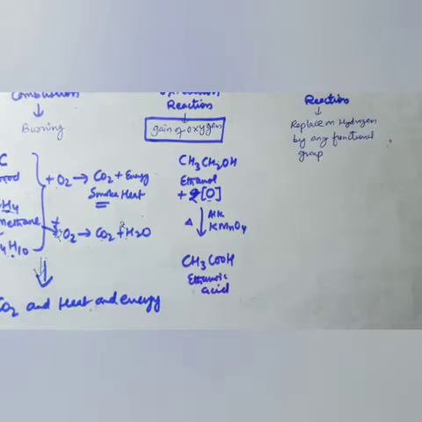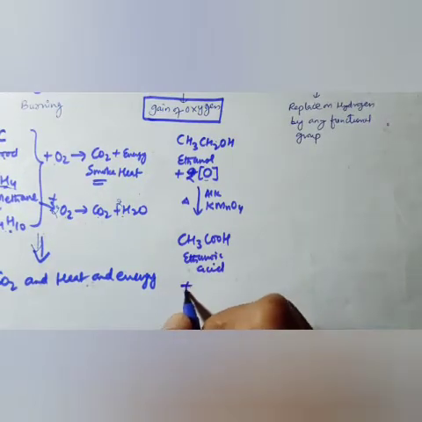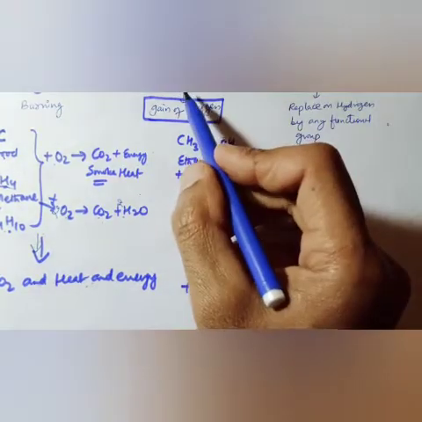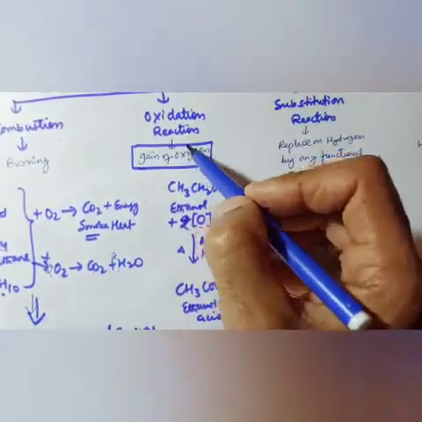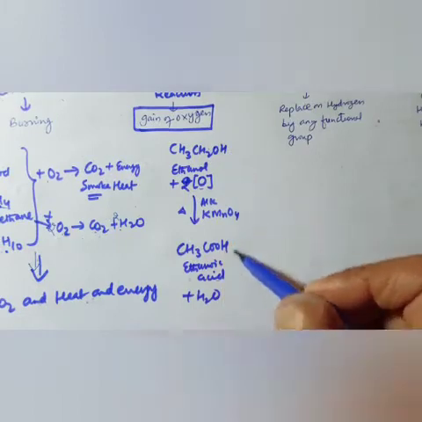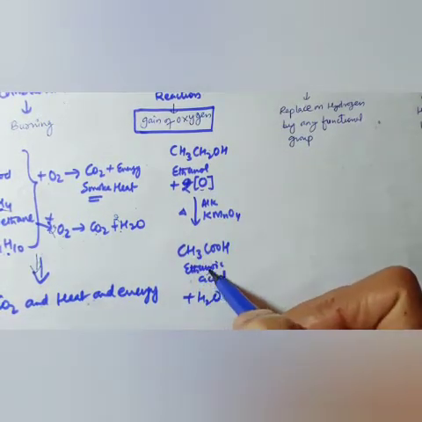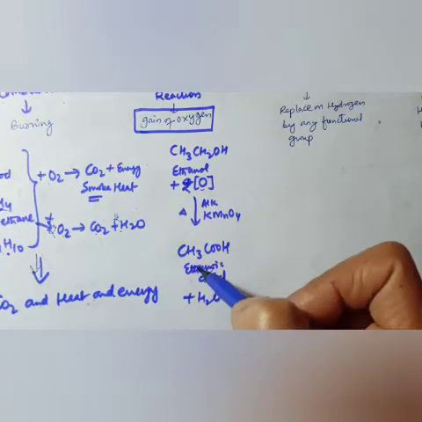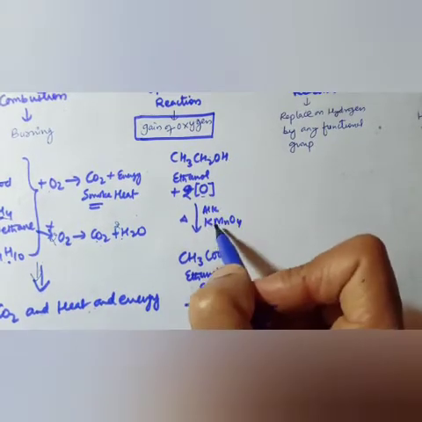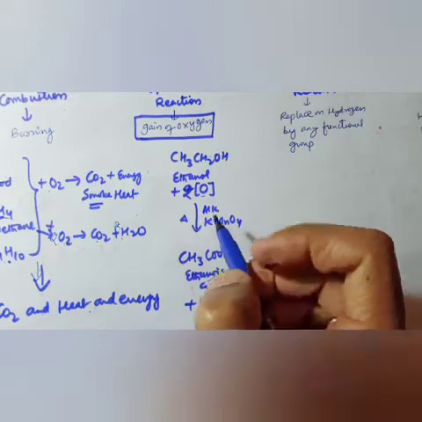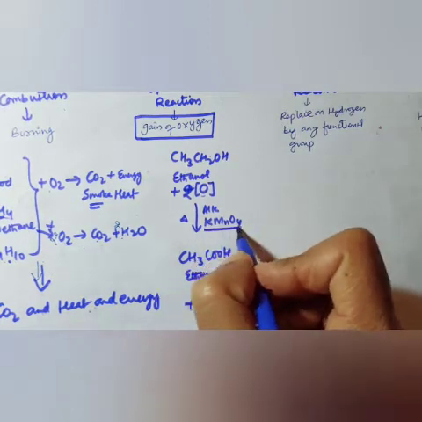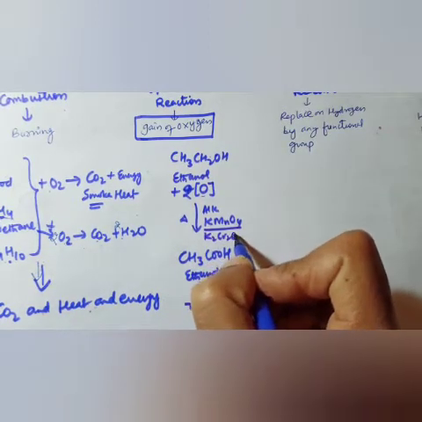So a very simple conversion is there, an oxidation reaction. In an oxidation reaction, the alcohol will convert into carboxylic acid. Ethanol will convert into ethanoic acid. Methanol will convert into methanoic acid. Similarly, whether it is KMnO4 or one more reagent, that is K2Cr2O7.